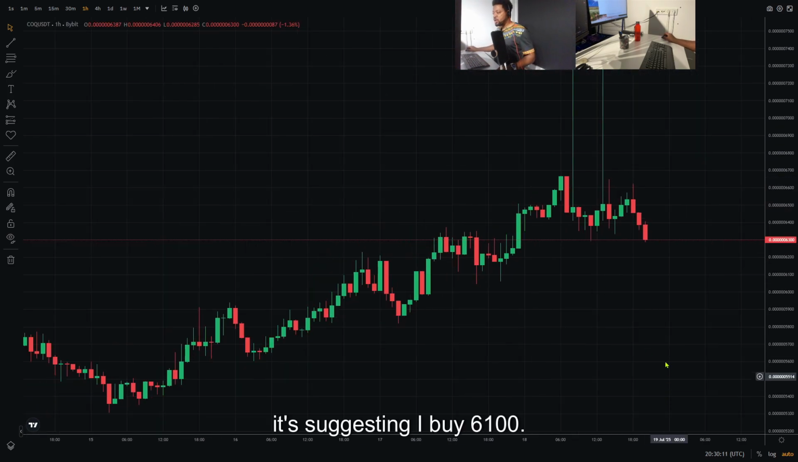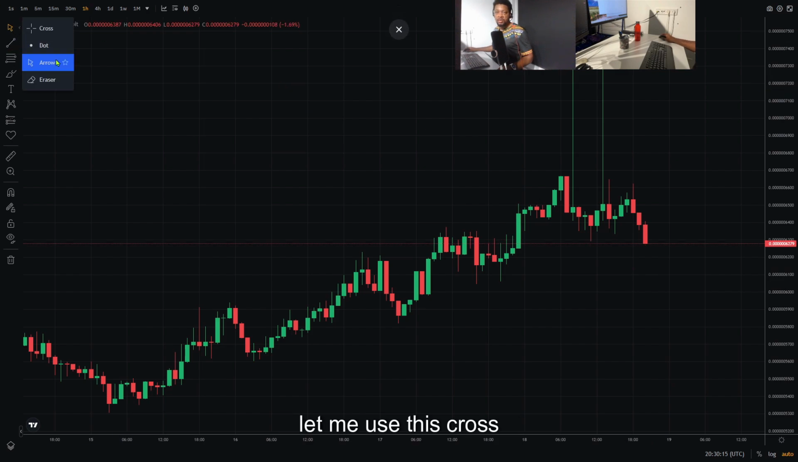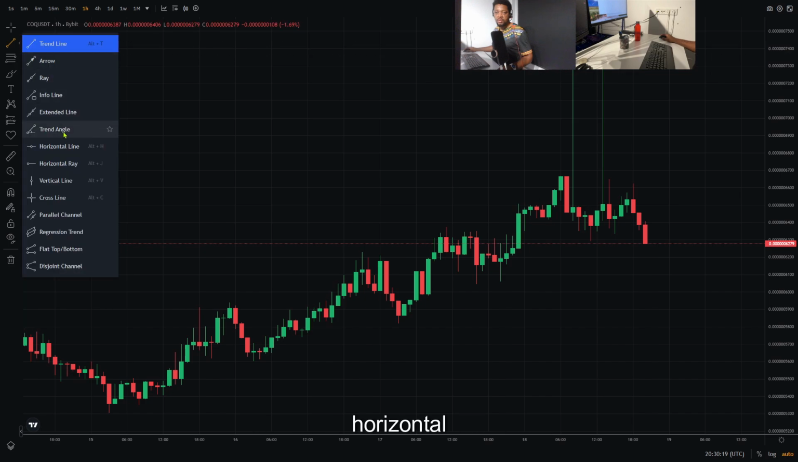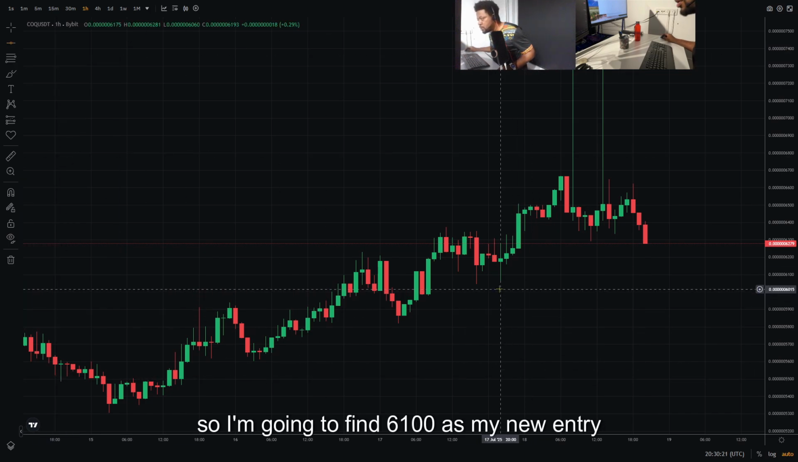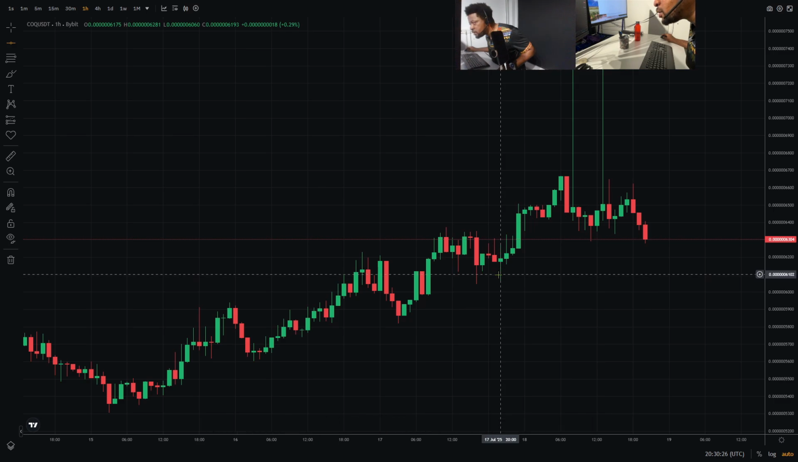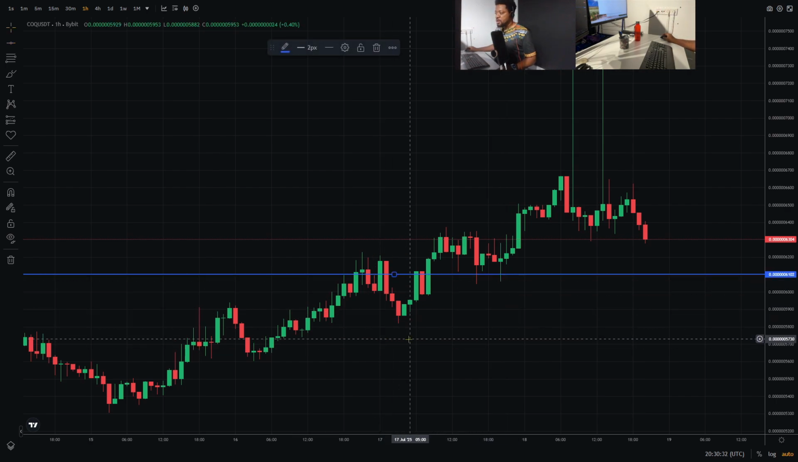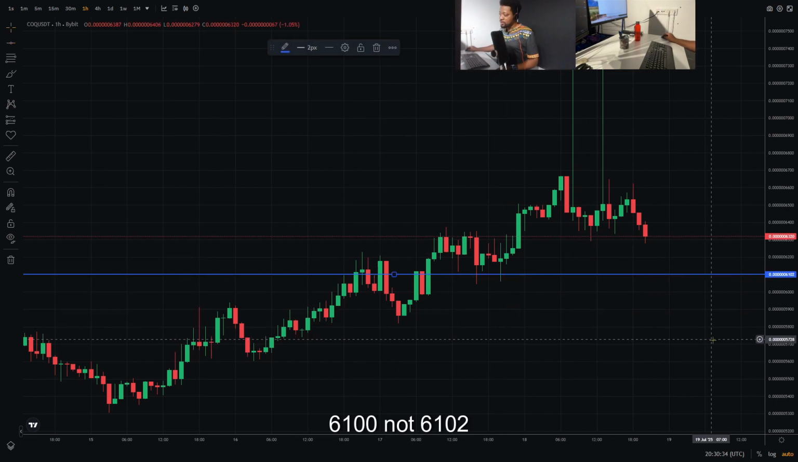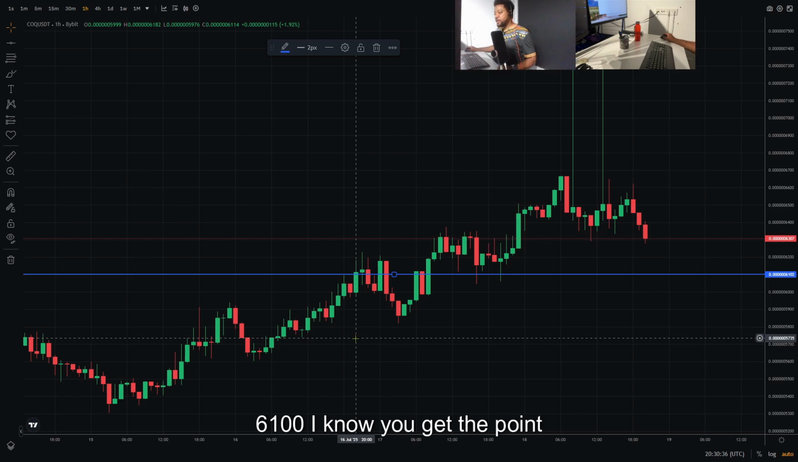So it's suggesting I buy at 6100. So let me use this cross. I want to use the horizontal line. So I'm going to find 6100 as my new entry price. Oh, this is close by. I mean, it's just close by. 6100, not 6102. 6100. I know you get the point.